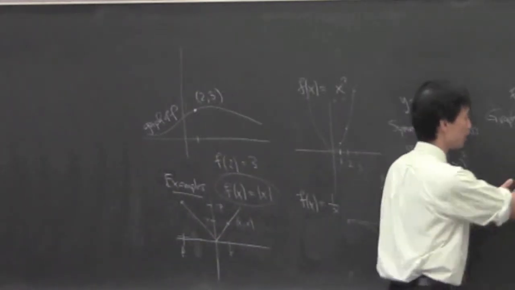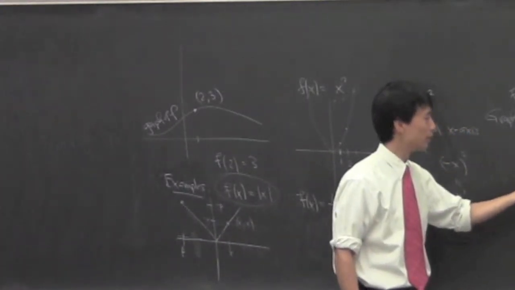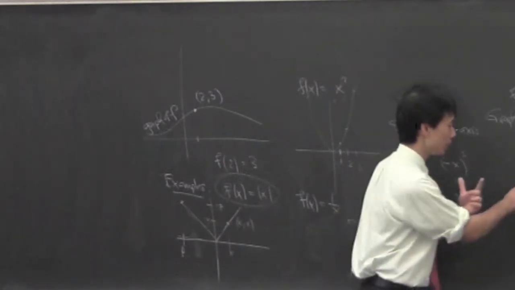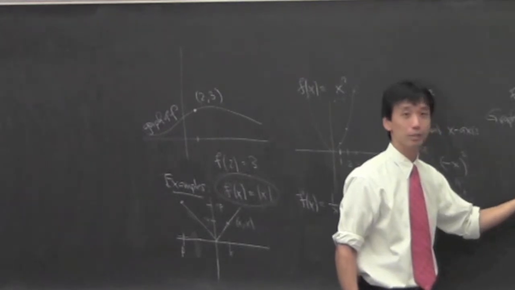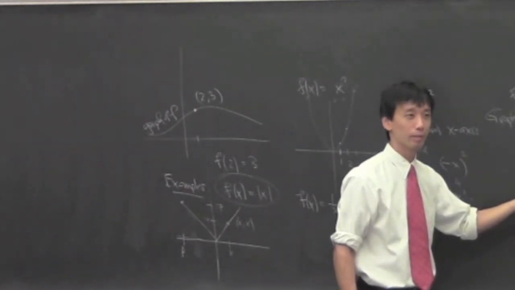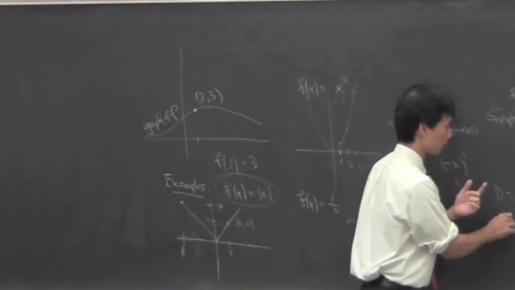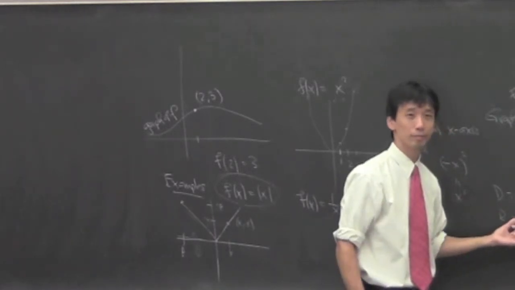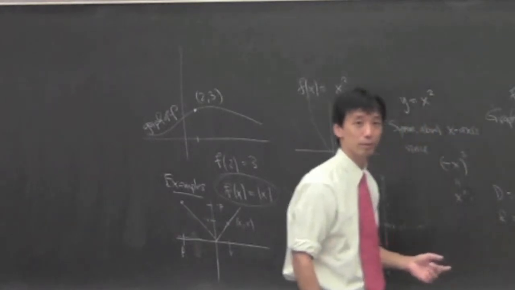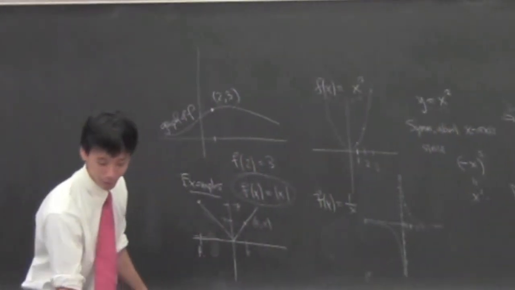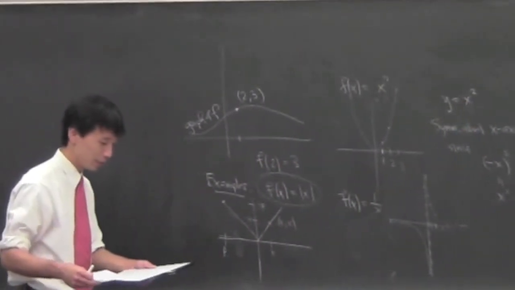Here you'd say, well, okay, so the domain is the closed interval from -1 to 1, and then the range is 0 to 1. So not a deep observation.